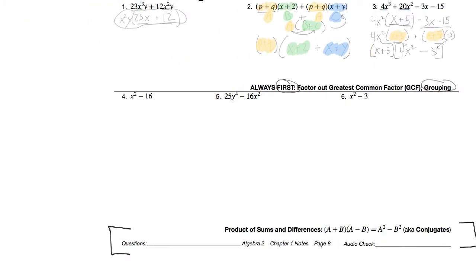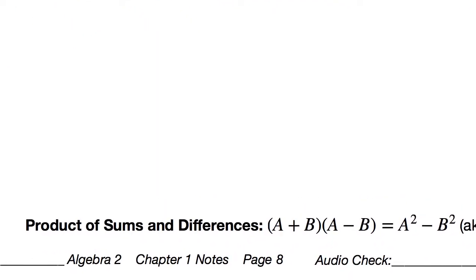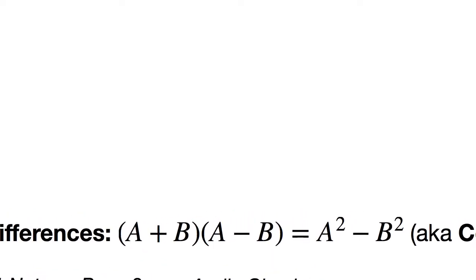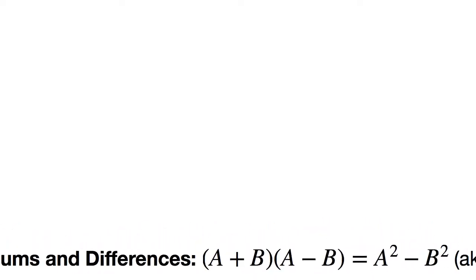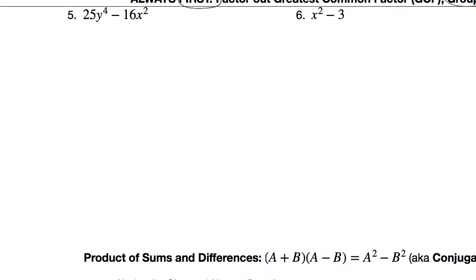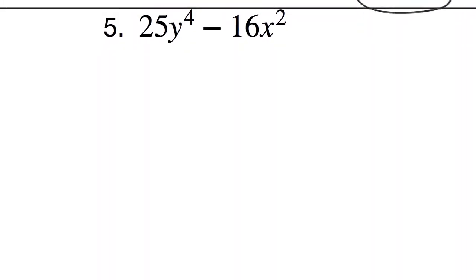All right, first technique. Products of sums and differences. A plus b times a minus b. If you want me to show you why this is true, I can show you in class, but it's going to be a long enough video as it is, so I'm just going to say that it's true. A plus b times a minus b is a squared minus b squared.